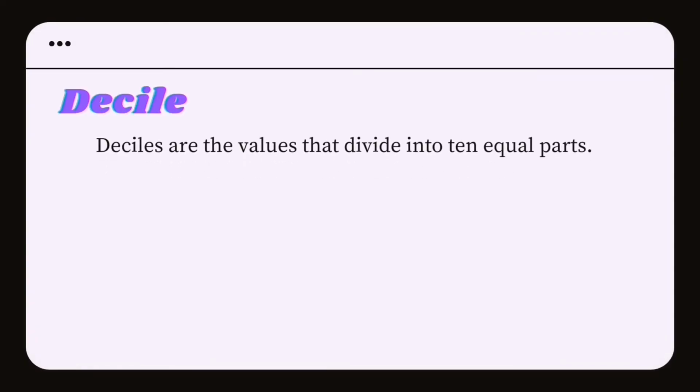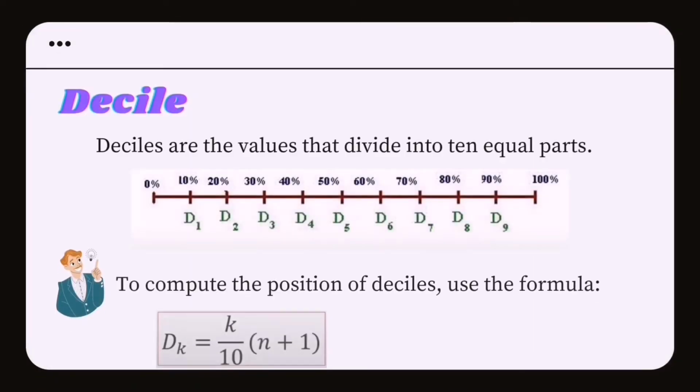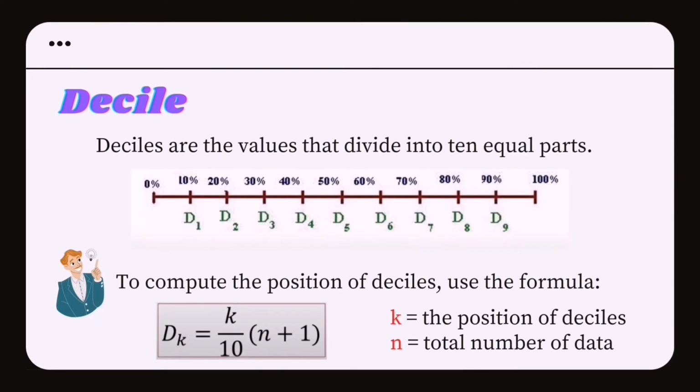Now, let's proceed to decile. Deciles are the values that divide the data into 10 equal parts. It means na kapag sa decile, divided siya into 10 equal parts, while sa quartile, divided lang siya into 4 equal parts. So, to compute the position of deciles, use the formula D sub k is equal to k over 10 times n plus 1. Always remember that k is equal to the position of deciles, while n is equal to the total number of data.